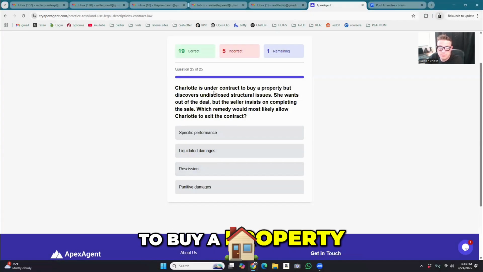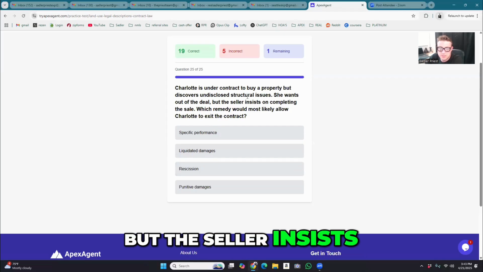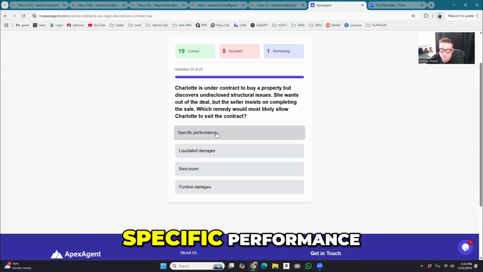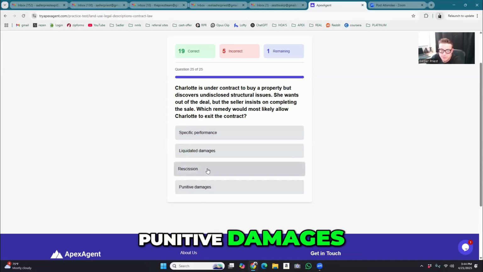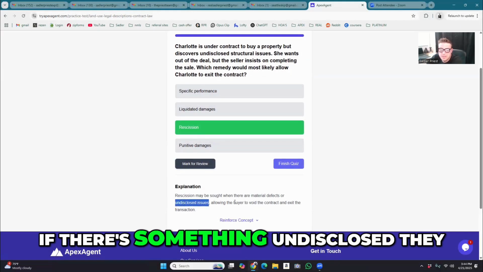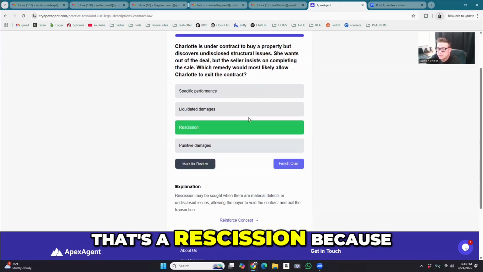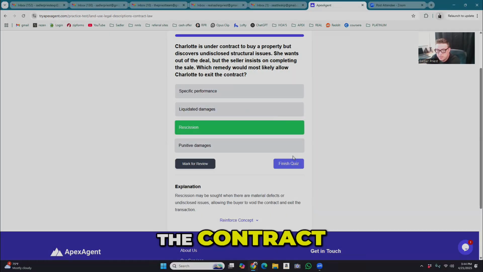Charlotte is under contract to buy a property, but discovers undisclosed structural issues. She wants out of the deal, but the seller insists on completing the sale. Which remedy would most likely allow Charlotte to exit the contract? Specific performance, liquidated damages, rescission, punitive damages. I think it's just a rescission. Undisclosed issues. If there's something undisclosed that they knew about, that's a rescission because you have to disclose it or you can get out of the deal. Basically, it rescinds and cancels the contract.